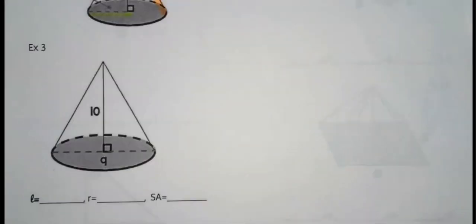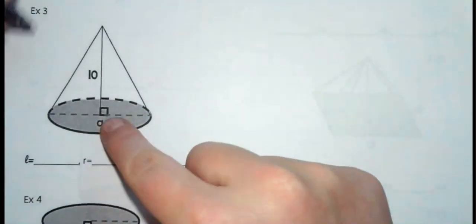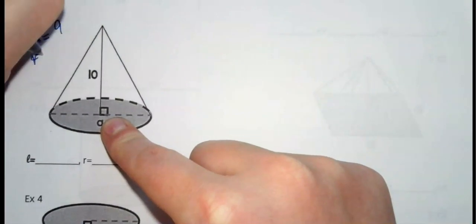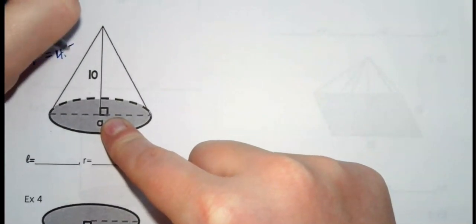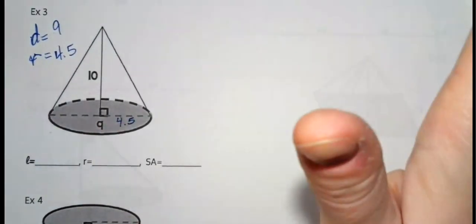All right, let's plug some numbers in. This is 9, by the way. The diameter is 9, so the radius is 4.5. It doesn't really look like a 9, so I just want to tell you. So this is your radius.